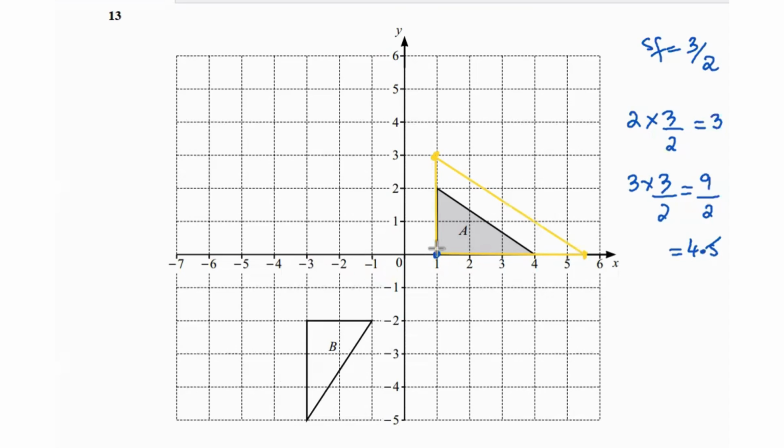And for this point, it was increased by 1 unit. So 2 units became 3 now. And this one was increased by 1.5 units. So 3 units became 4.5 over here. So then we just connect the points and we have our enlargement.